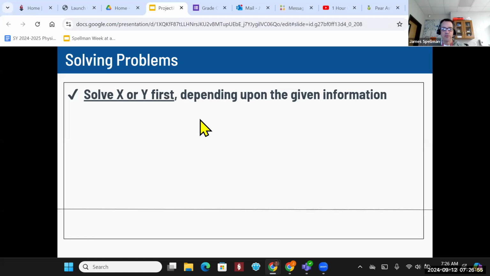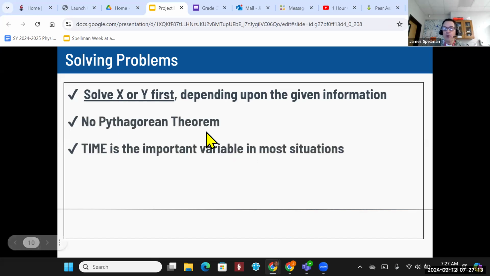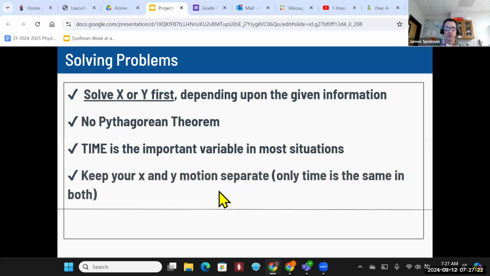Basically, we're throwing something off of a cliff and trying to find out some information about either how long it's in the air, or how far it goes, or how long it takes to hit the ground. Sometimes we have enough information to solve our X equations. Sometimes we have enough information to solve Y. So we need to write all of that down in order to figure out what we need to do. No Pythagorean theorems here. Generally, finding out the time it takes is going to be our first step, and it's usually the most important variable for us to figure out.